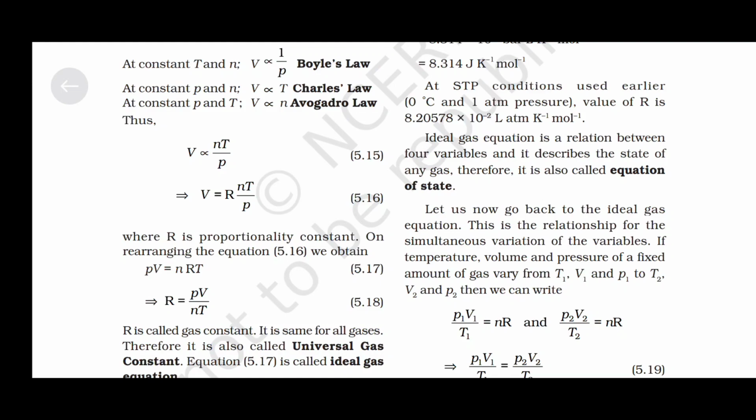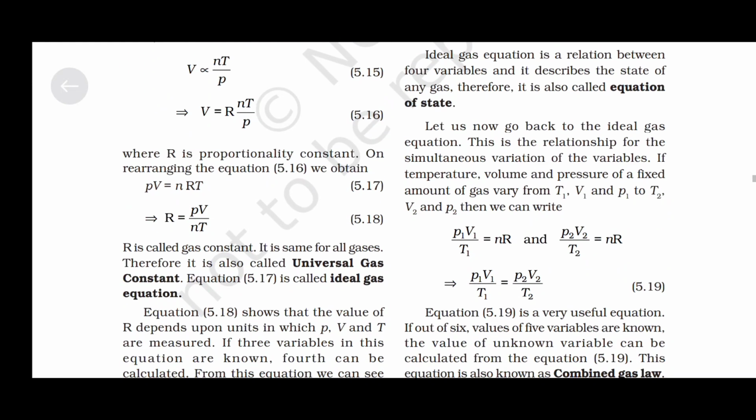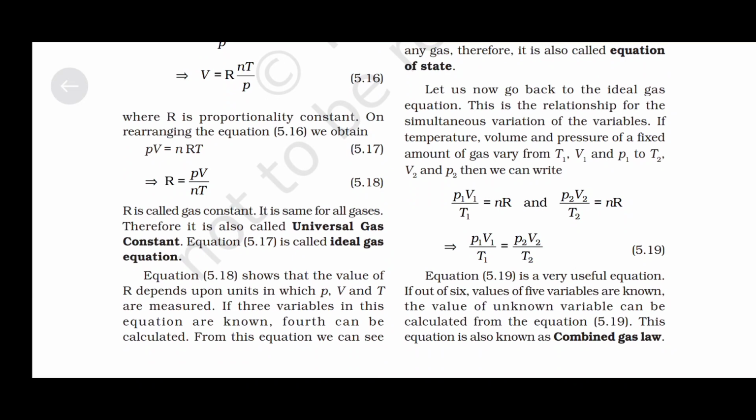And if we want to find R, it is PV upon nT. R is called gas constant. It is same for all gases, therefore it is called universal gas constant. Equation 5.17 is called ideal gas equation. Equation 5.18 shows that the value of R depends upon the unit in which pressure, volume and temperature are measured. If three variables in this equation are known, the fourth can be calculated.